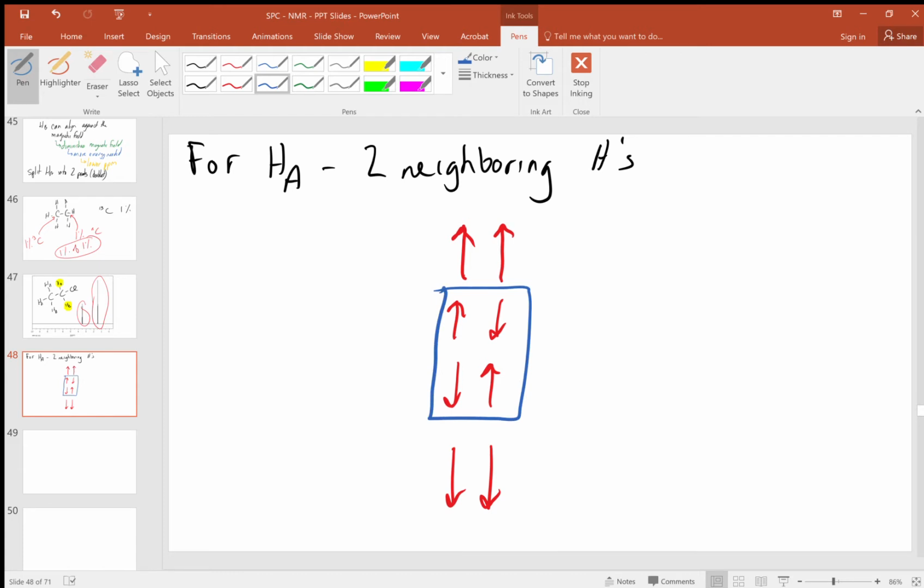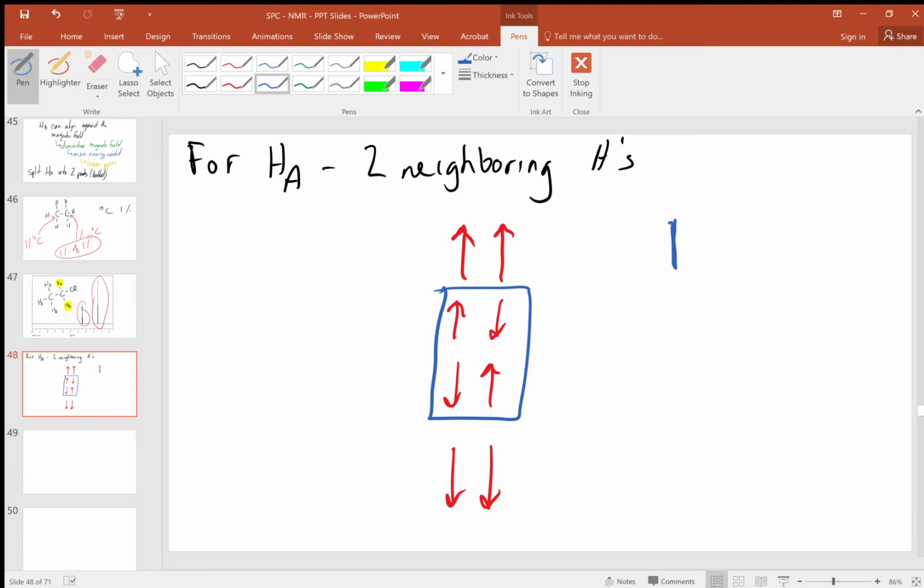Why? Well, those 2 protons HB are the same. They're equivalent to each other. So it doesn't matter which one is with and which one is against. Those are overall the same situation. So what we're going to see for HA is one peak where both of the neighboring hydrogens are aligned with the magnetic field. We're going to see one peak where both are aligned against the magnetic field. And we're going to see a third peak where one is with and one is against.